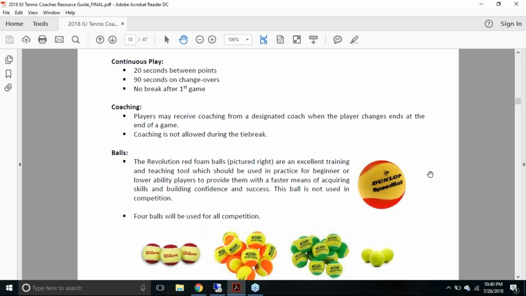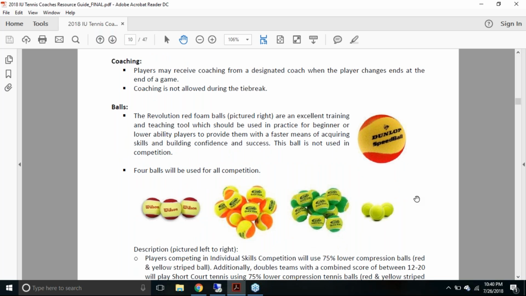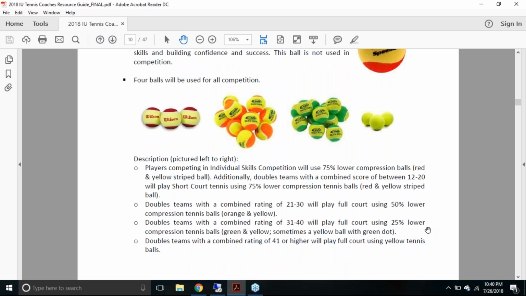Balls: the Revolution red foam balls that are pictured at right are a good training and teaching tool. However, they are not to be used for competition. There are 4 balls used for competition, as pictured here, and I referenced just a moment ago. The red and yellow striped ball, the orange and yellow striped ball, or sometimes a traditional looking ball with an orange dot, the green and yellow striped ball, or the green dot, and then the yellow traditional tennis ball.